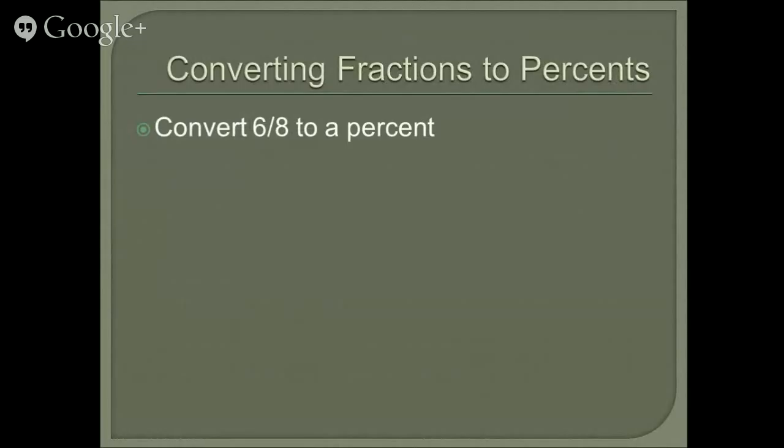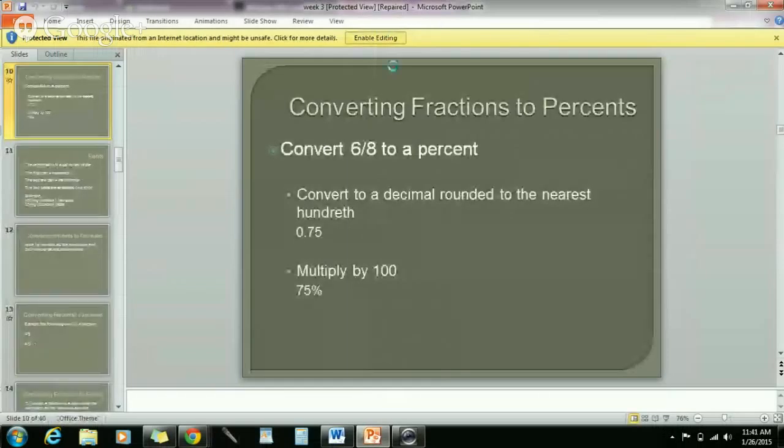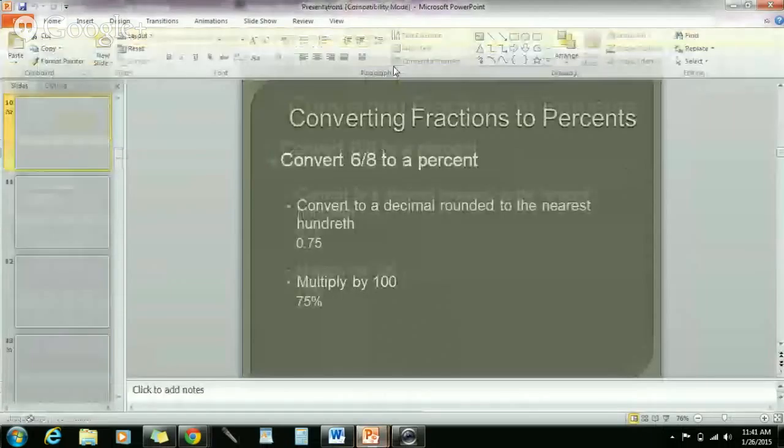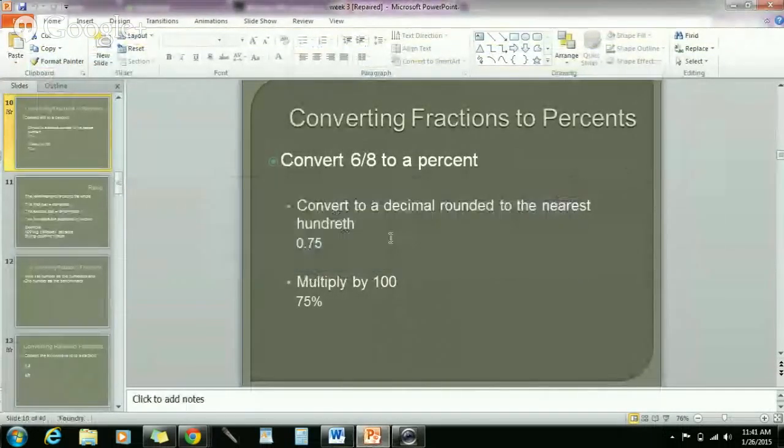So we have 6/8. If we have 6/8 and we want to change it to a percentage, what's the first thing we need to do? And what does the division do, make it a decimal?